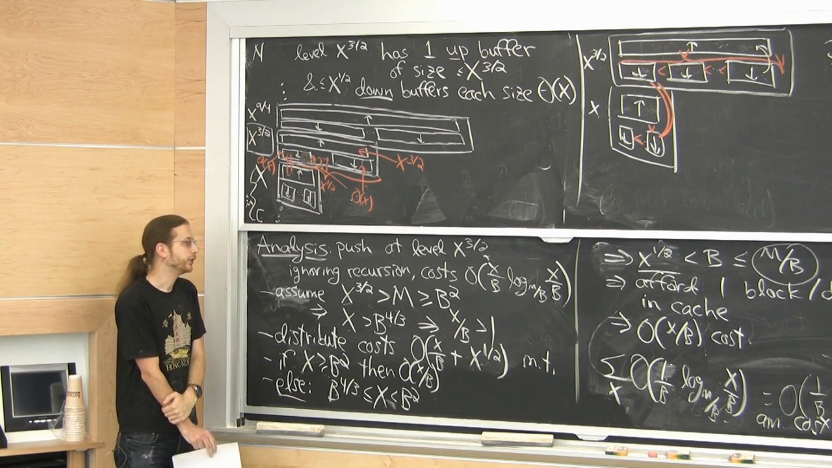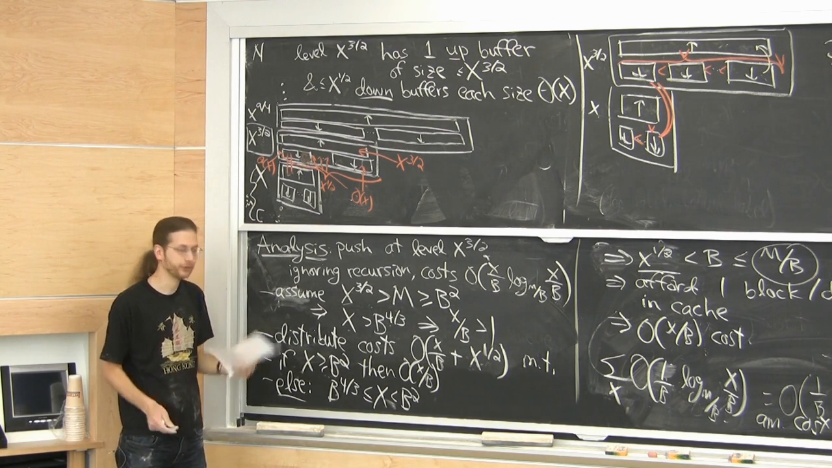Cool. So that's priority queues. You can look at the notes for deletions.